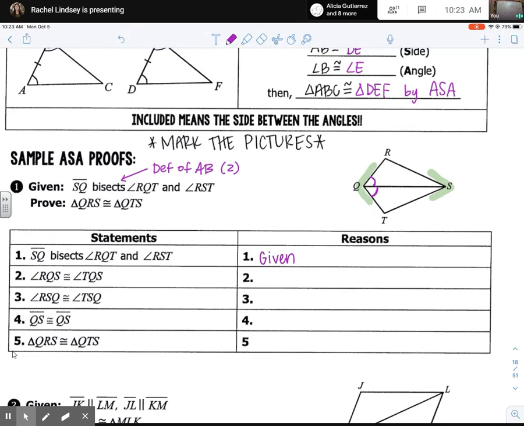Definition of what? Right. Angle bisector. So definition of angle bisector is always with angles. Definition of midpoint is always with sides. So now I've proven two angles are congruent.